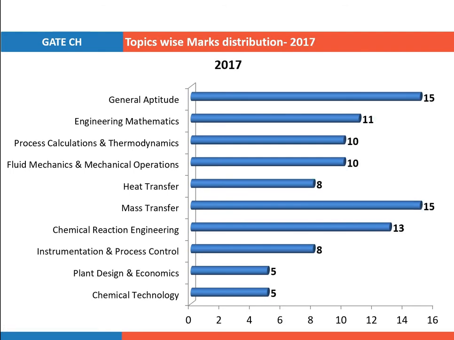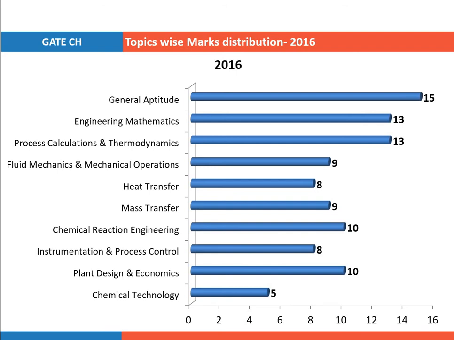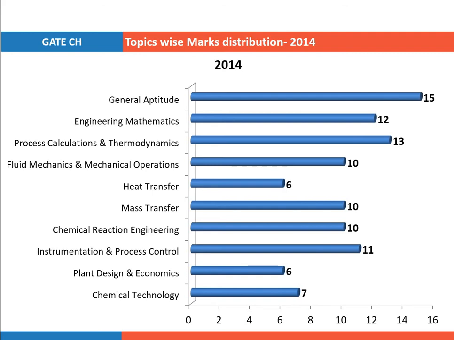In 2017 also we had a fairly similar type of system, and mass transfer was the highest contributor. In 2016 we had engineering mathematics and aptitude at their usual level, followed by thermodynamics, CRE, and a lot of questions on plant design and economics were asked. In 2015 aptitude and mathematics remain the same, while thermodynamics and mass transfer are the maximum contributors. Plant design and economics was at 5 marks, heat transfer and fluid mechanics are also at 9 marks each.